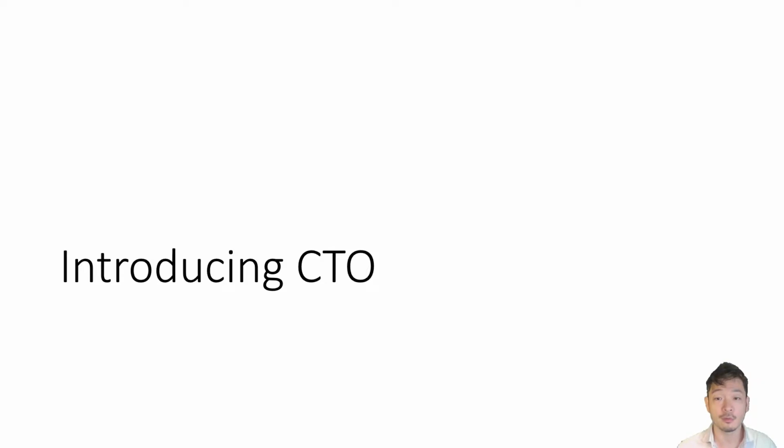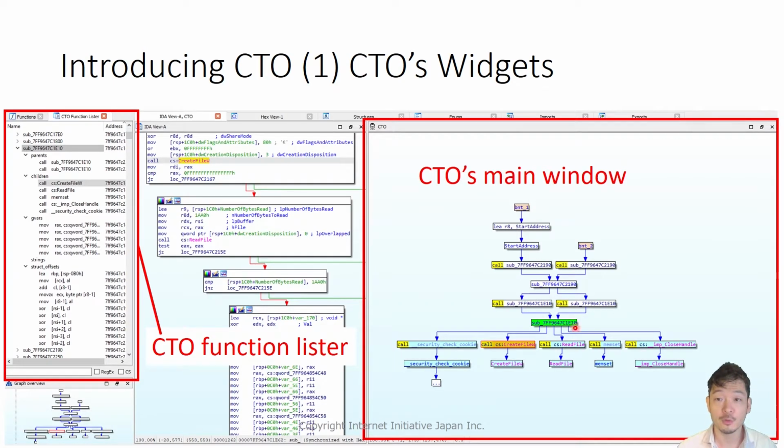Here, I will introduce CTO from now on. There are two CTO-related widgets, this one and this one. This is the CTO's main window. You can check the graphical code tree here. And another widget is CTO Function Lister. It's a helper widget for CTO, although it works as a standalone too.